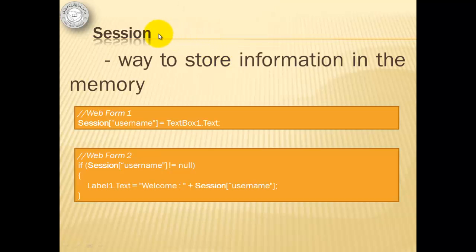Before we proceed, let's first discuss some items that we're going to need in this tutorial, like session, which is a way to store information in the memory. In the example below, there are two web forms, 1 and 2. In the first web form, the session username was declared and it contains the value inside TextBox1.Text. This session was retrieved in web form 2 by simply calling Session username.